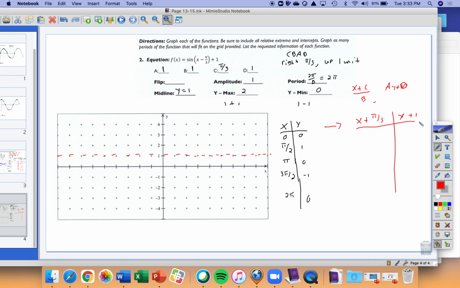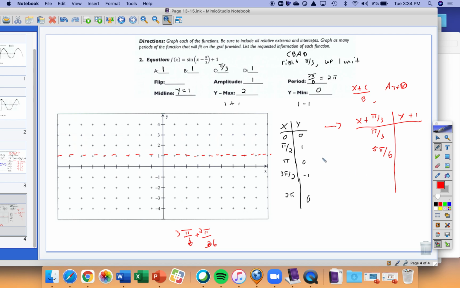All right, so let's take every x value and add pi over 3. So 0 plus pi over 3 becomes pi over 3. Pi over 2 plus pi over 3. I need a common denominator. A common denominator would be 6. So it would be 3 pi over 6 and 2 pi over 6, which becomes 5 pi over 6.